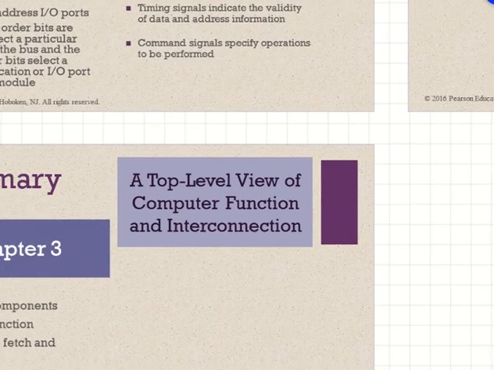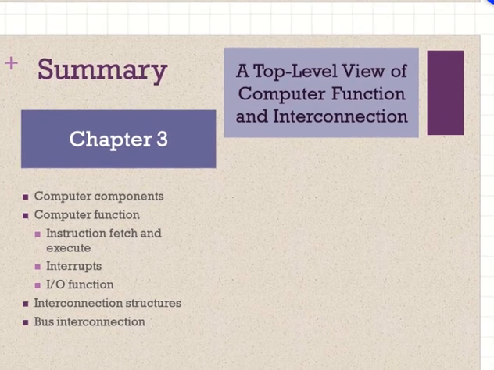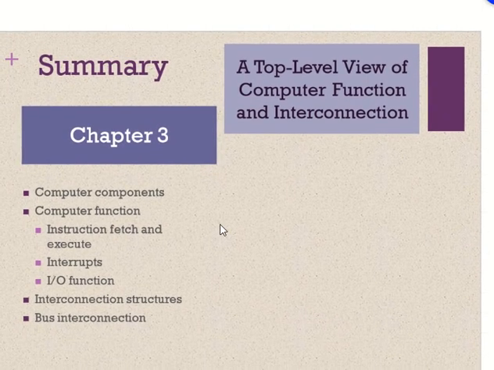Now chapter 3 is over. So this is what we studied in the chapter. We saw the computer components in the first part of chapter 3, and the computer functions. We saw I/O functions, we saw interrupt, and we saw the fetch cycle and execute cycle. Do you remember the instruction cycle? The basic instruction cycle, also the state diagram with interrupt and without interrupt. And we saw the interconnection structures, also the bus interconnection. So this is about chapter 3.